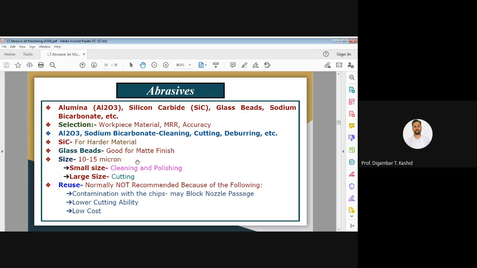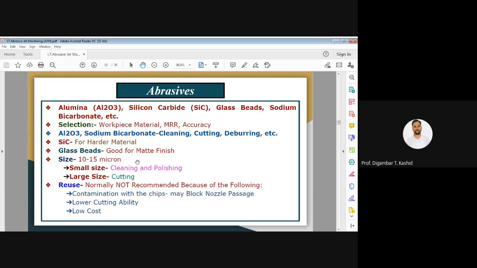Then the next question arises: what size of abrasive particle should we take? The size of abrasive particles normally used is 10 to 15 micron. I got this statistic from the book on advanced machining processes. So you can keep 10 to 15 micron size for the abrasive particle.